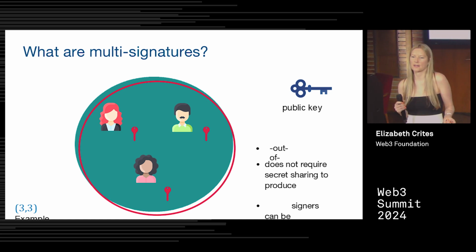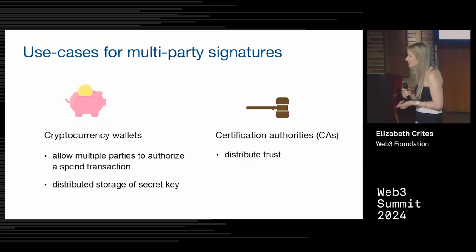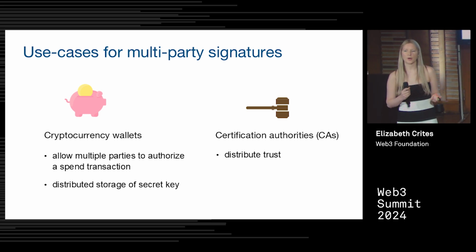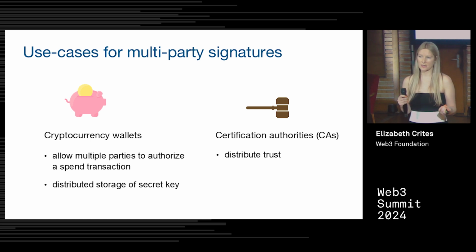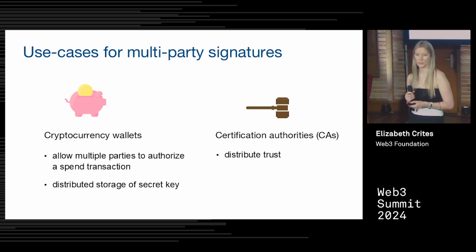You think, well, why would I use an N out of N scheme if I could use a T out of N? That seems more flexible. But again, there's a key generation mechanism that I'm not really talking about that can be quite complex. Multi-signatures are nice because they basically obviate the need for that. Some typical use cases for multi-party signatures, one I've mentioned, which is cryptocurrency wallets. So this would allow multiple parties to authorize a spend transaction. It can also be a way to distribute your key physically on different devices. I'd also like to mention that threshold signatures are being used to distribute certification authorities as well.